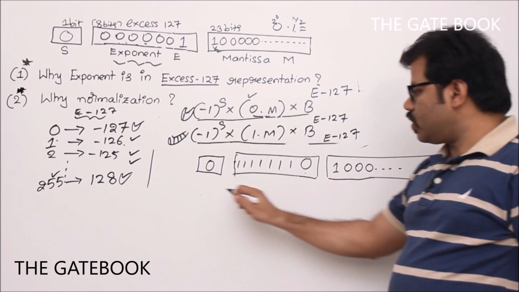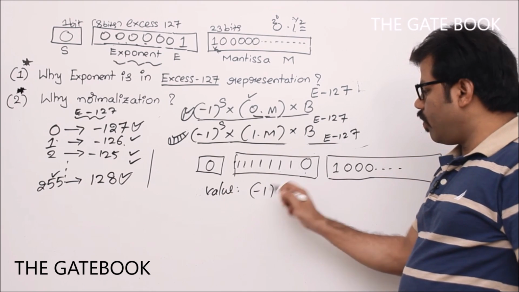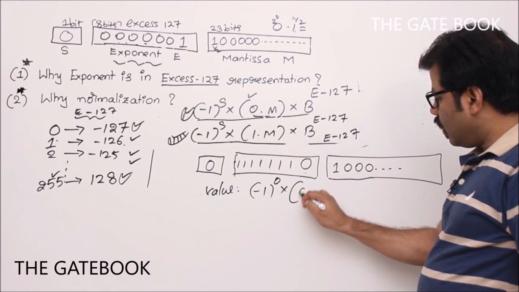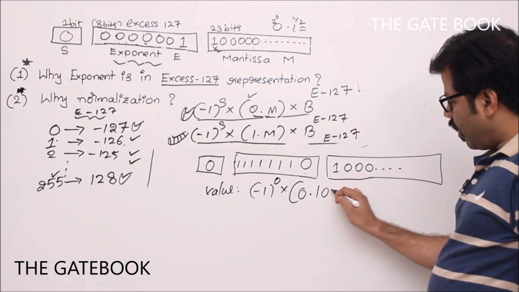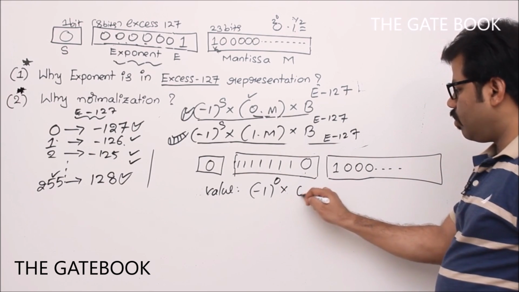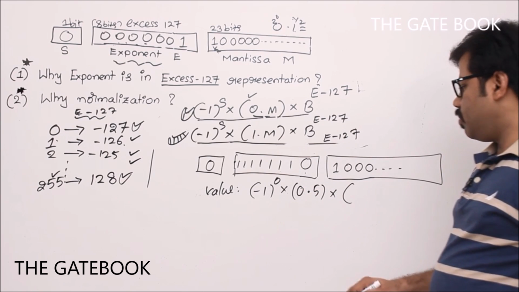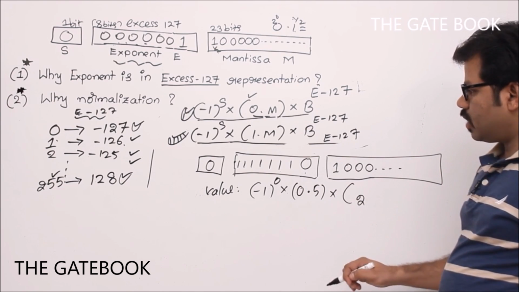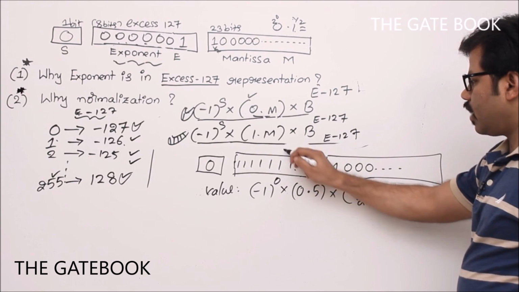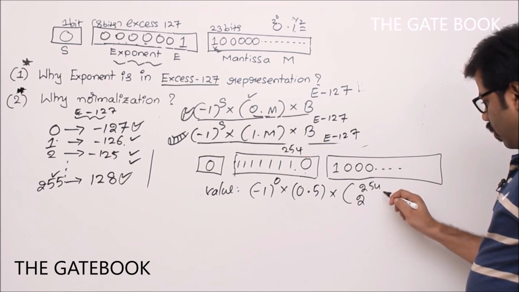So what is the value of this one? We are calculating value: (-1)^S0 into base, sorry, mantissa 0.m. 0.m we have already seen, which is nothing but 0.5, correct, into base power exponent. What is base here? 2 power exponent. Exponent is what here? I took one, this value is actually 254. Check it out. So 254 minus 127.